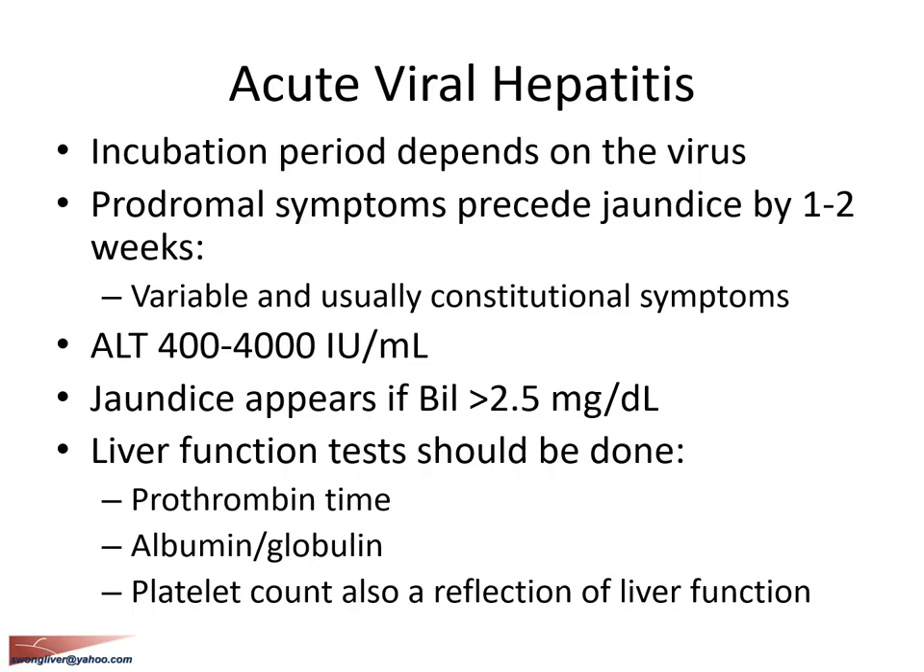These are very non-specific symptoms, but they usually precede the onset of jaundice. Now, a very usual laboratory manifestation for acute viral hepatitis is that the ALT levels are usually very, very high. Here it says between 400 to 4,000. But in your book, in terms of differential diagnosis of patients with very high ALT, more than 1,000 IU per ml of ALT, there are very few differential diagnoses. One is acute viral hepatitis. The second one will be ischemic hepatitis, and the third one will be drug-induced hepatitis.